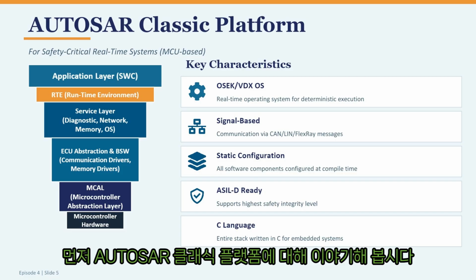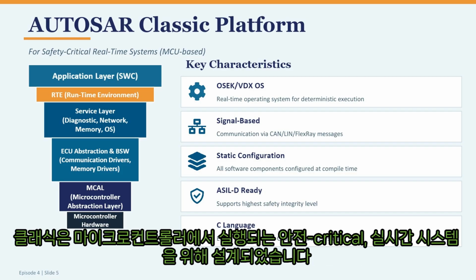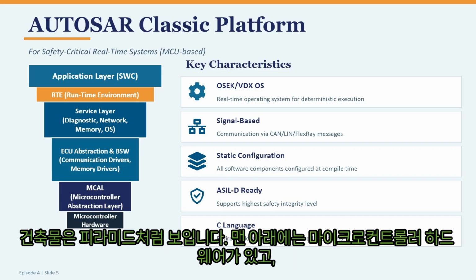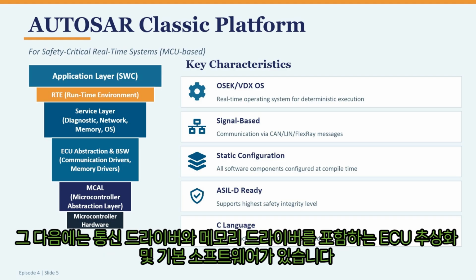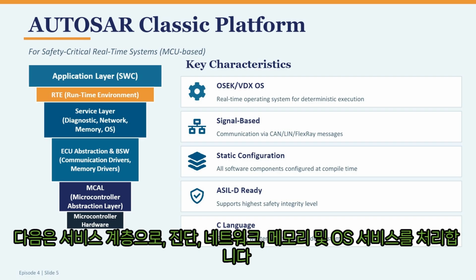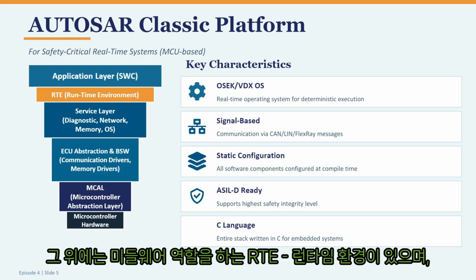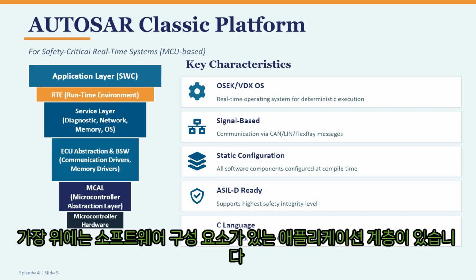Let's talk about AUTOSAR Classic Platform first. Classic is designed for safety-critical real-time systems running on microcontrollers. The architecture looks like a pyramid. At the bottom, you have the microcontroller hardware. Above that is MCAL, the microcontroller abstraction layer, which provides hardware-independent APIs. Then you have ECU abstraction and basic software, which includes communication drivers and memory drivers. Next is the service layer, handling diagnostic, network, memory, and OS services. The RTE, runtime environment, sits above that, acting as the middleware. And at the top, you have the application layer with your software components.